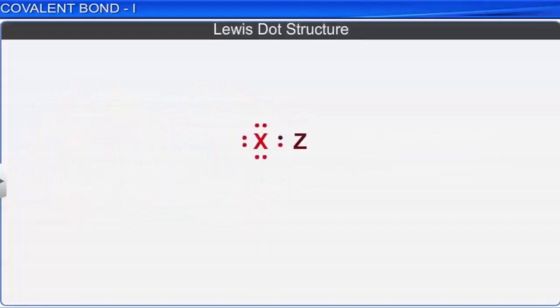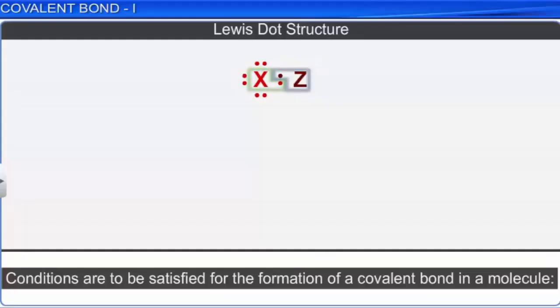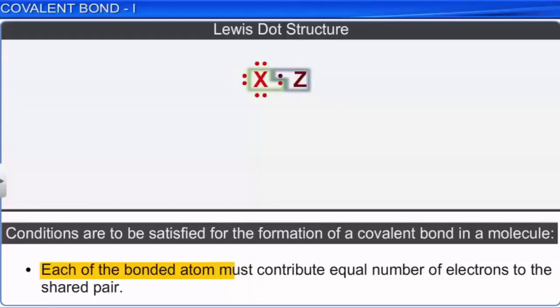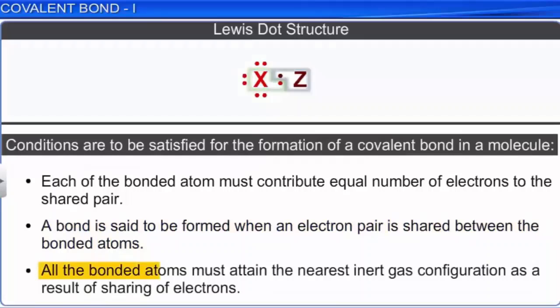In the Lewis dot structures, the valence electrons of all the bonded atoms of a molecule are represented by dots. The following conditions are to be satisfied for the formation of a covalent bond in a molecule. Each of the bonded atoms must contribute an equal number of electrons to the shared pair. A bond is said to be formed when an electron pair is shared between the bonded atoms. All the bonded atoms must attain the nearest inert gas configuration as a result of sharing of electrons.